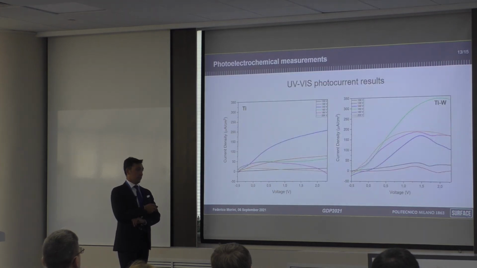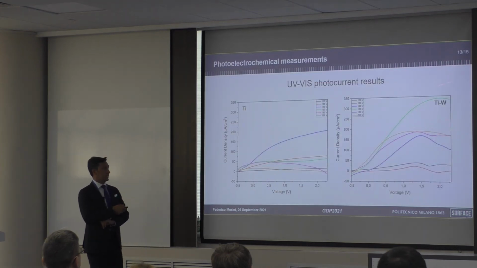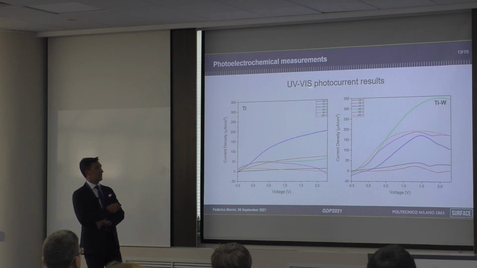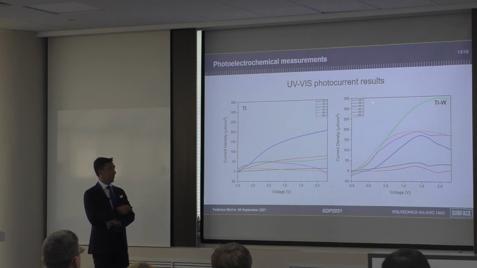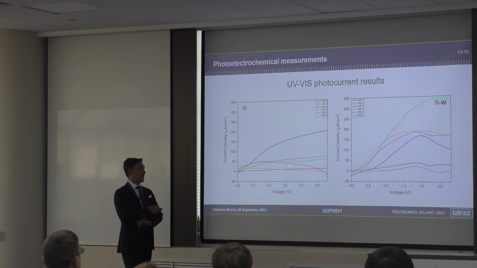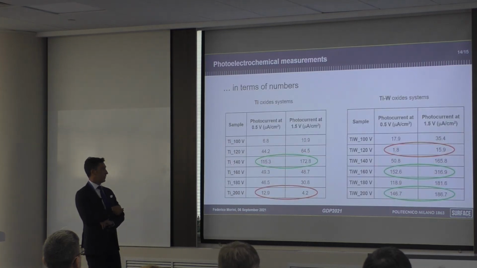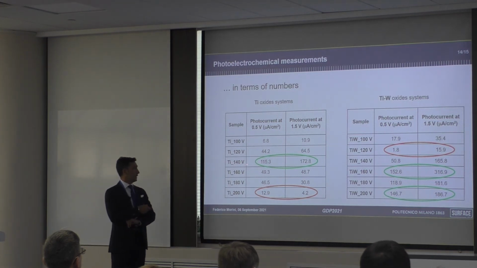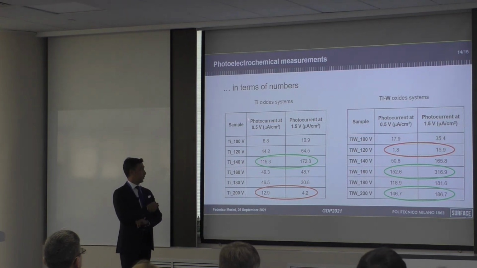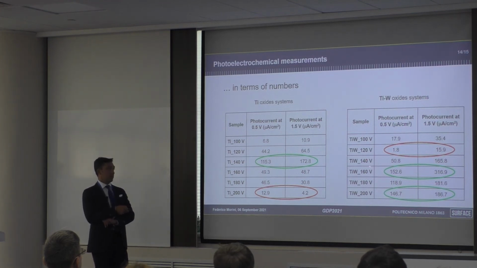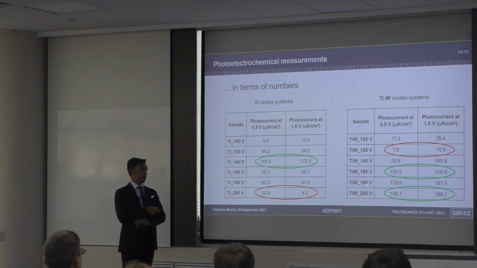Same thing, different but the same. We have results that are higher for titanium tungsten oxide under UV visible in terms of photocurrent, while titanium oxide has lower photocurrent. In terms of numbers, we have almost the same behavior: the best photoactive material at 140 volts for titanium oxide, lowering towards 200, while in the case of the titanium tungsten oxide system, we have more active materials at 160, 180 and 200 volts.